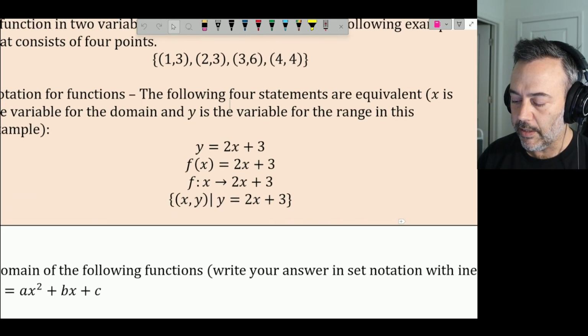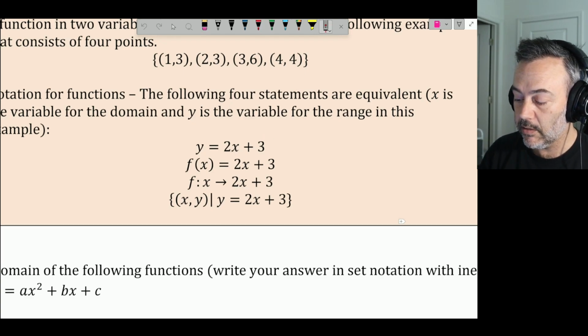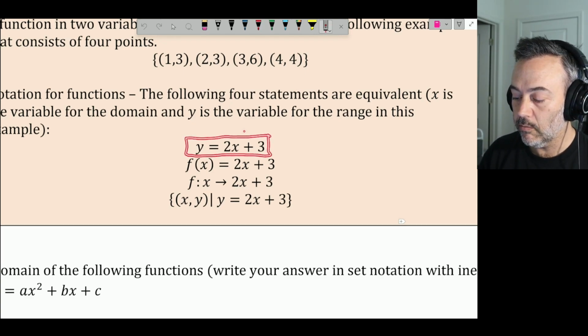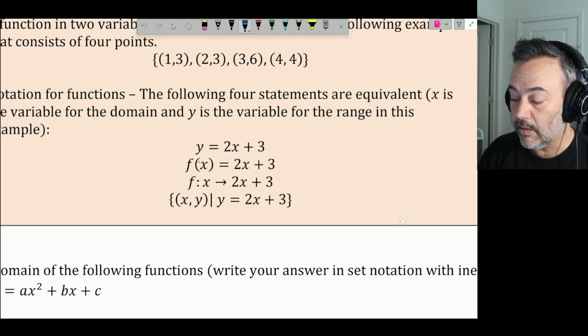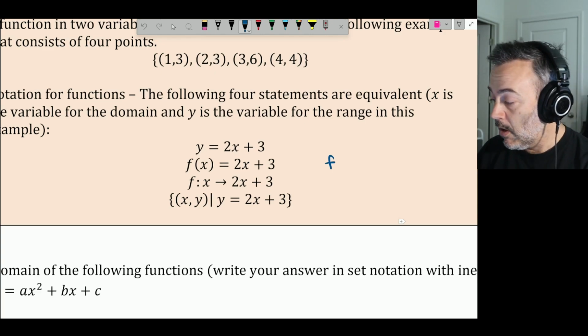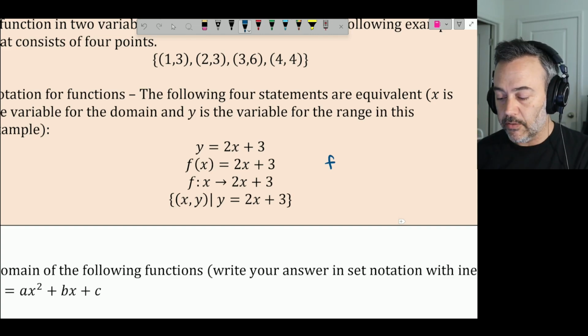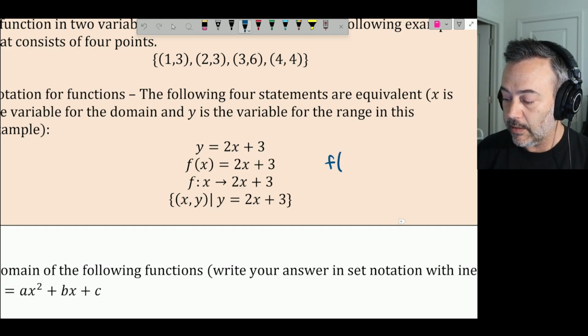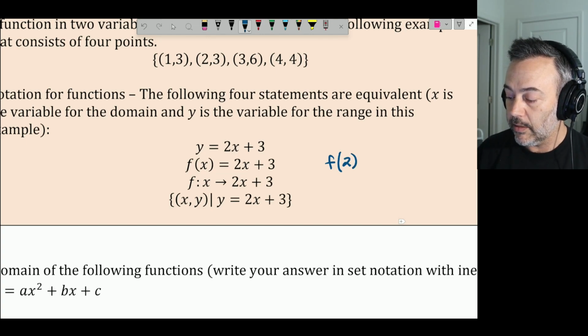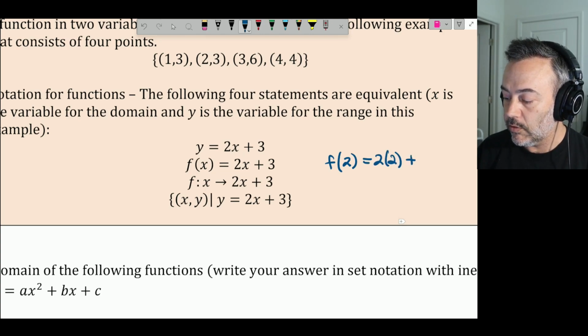There are different notations our book uses for functions. Sometimes they'll use equations, where the input is x and the output is y. Sometimes they use f of x notation. This is simply an alternative. The advantage to the f of x notation is that you can easily notate plugging certain numbers in. So f of 2 means to replace x with 2. And then you get a value. So in this case, we would get 4 plus 3 is 7.